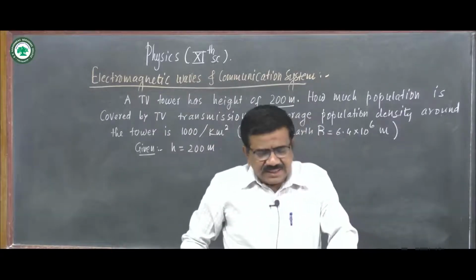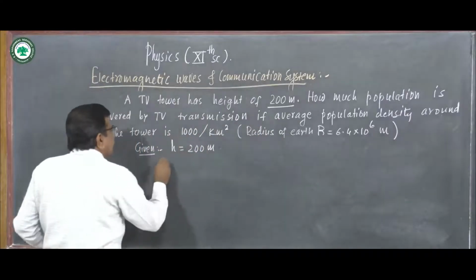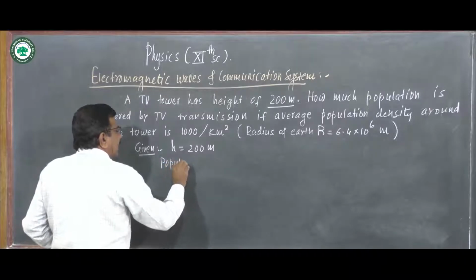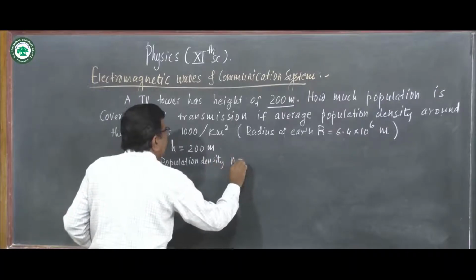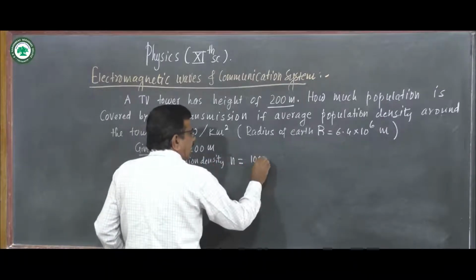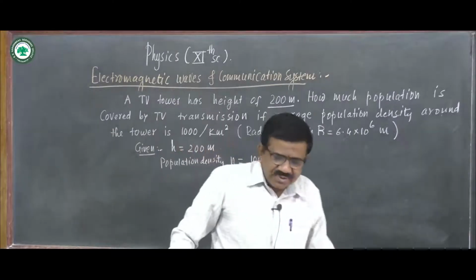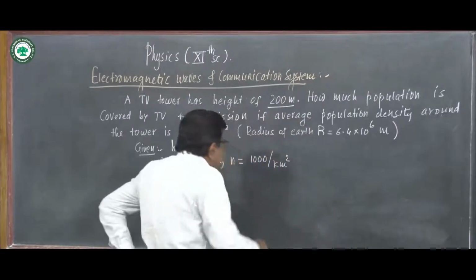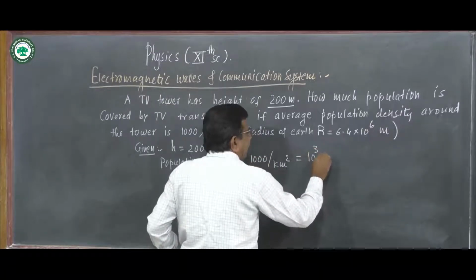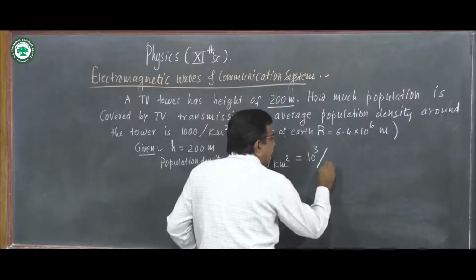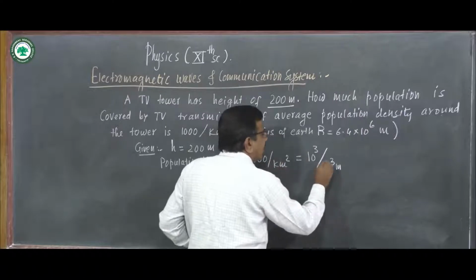Then population density is also given. This is H. Population density, suppose it is N, and this is 1000 per kilometer square area, km square. Now 1 km is, this 1000 means 10 raised to 3. 1 km means 10 raised to 3 meter. 1 kilometer means 10 raised to 3 meter and its square.